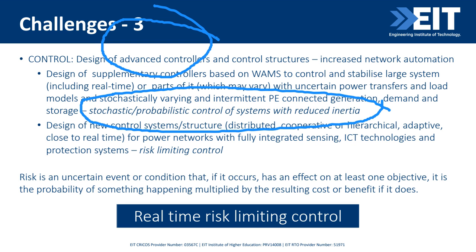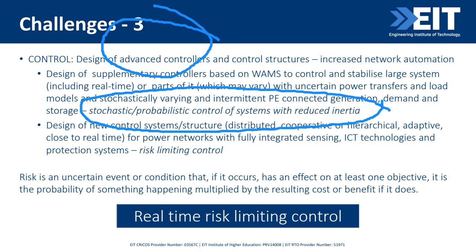The second problem I have of design when I'm doing the control is to look at a new control systems or structure. This is distributed in nature. So it's cooperative or hierarchical, and it is very close to the real time, and it is adaptive. So this is a system for power network which is fully integrated with all sorts of sensing devices, ICT technology, and protection. This is where my risk limiting control comes in.